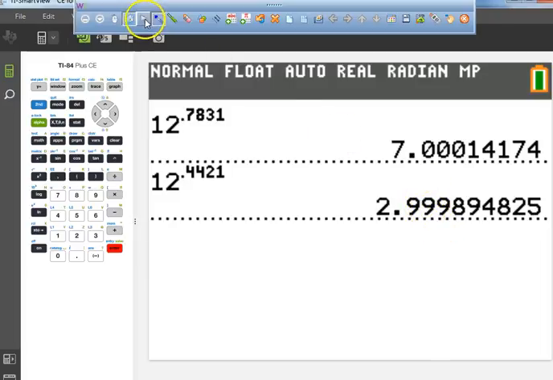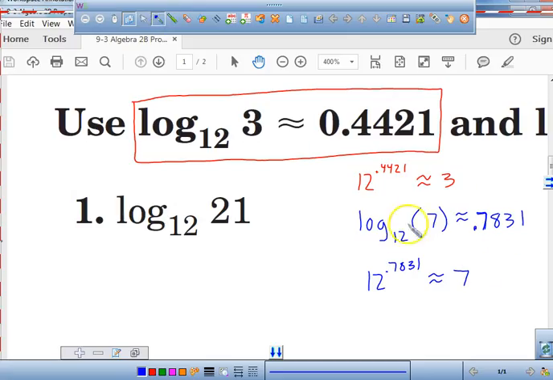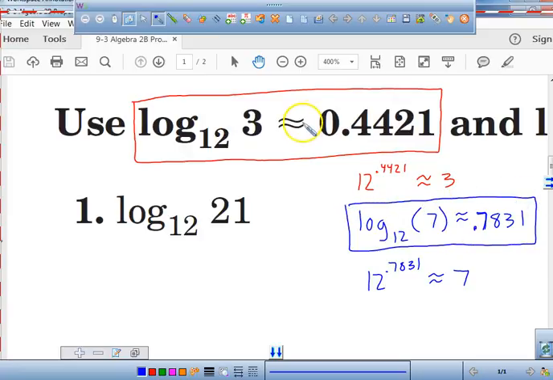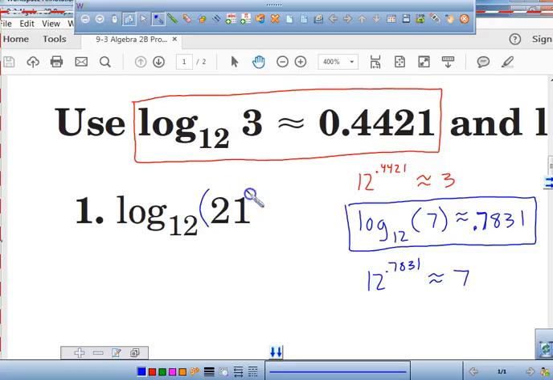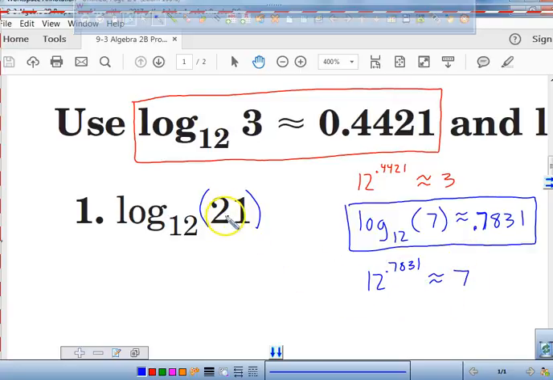Okay, so we're using these approximate values, everybody. Make sure in your journal you write this down and this down, as well as the problem. All right, now that you've written that down, remember, this is logarithmic form, this is exponential. This is logarithmic, this is exponential. I want you to understand that the number 21 can also be rewritten as 7 times 3. 7 times 3 is the number 21.